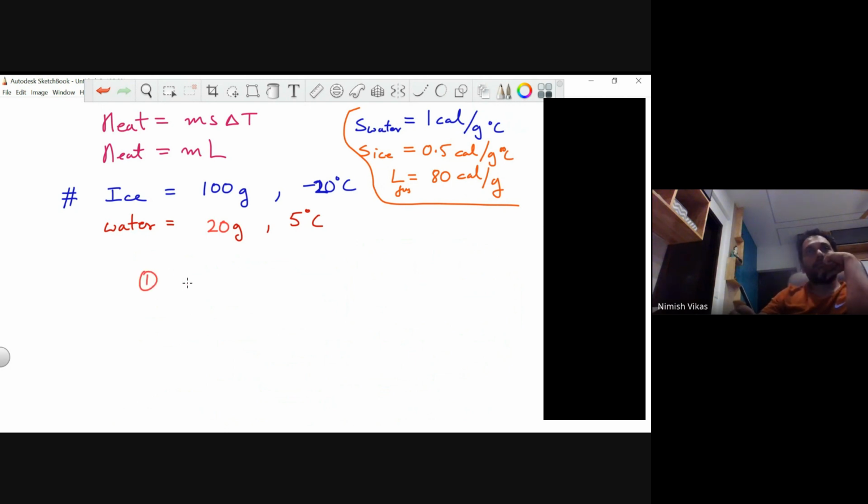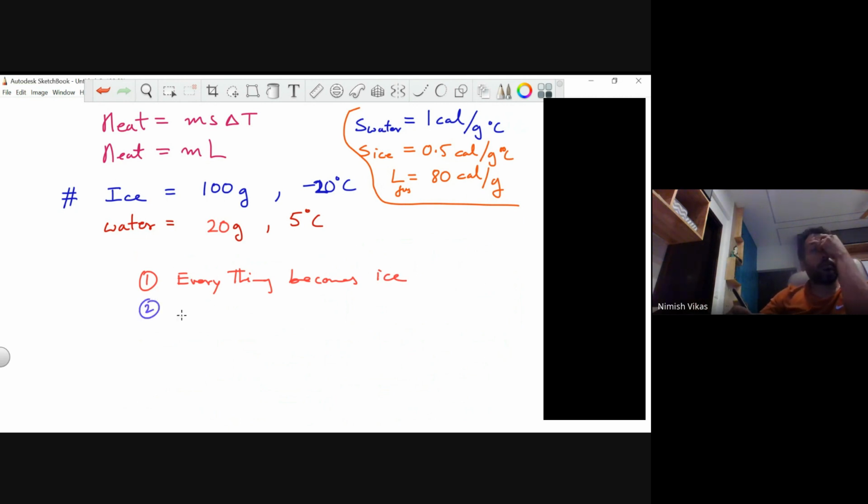One, everything becomes ice, which was the previous case. Everything became ice, or not? The final temperature was everything at minus 11 degrees Celsius. Is that clear, guys? What's the other possibility?